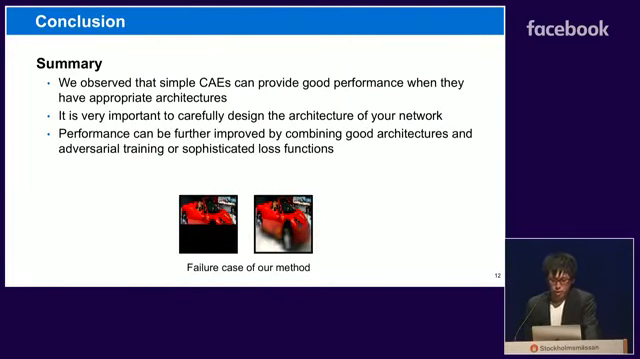So finally, let me summarize this work. We have observed that simple CAE can provide good performance when they have appropriate architectures. Therefore, it is very important to carefully design the architecture of your network. But it is also observed that our method tends to yield less sharp outputs for input images with large missing pixels, such as half-mask patterns.